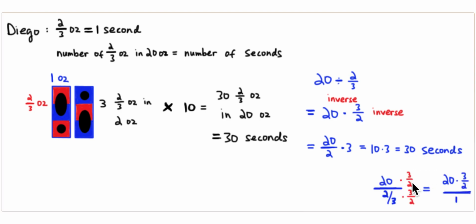Another way to look at that calculation is write it as a fraction, 20 divided by 2/3. To get rid of this denominator, multiply by the multiplicative inverse, or times 3/2. Do the same thing in the numerator. So again, we have the 20 times 3/2 over 1, or 20 times 3/2, which is right here. Same 20 times 3/2. So this is going to equal 30 as well. 20 divided by 2 is 10. 10 times 3 is 30.